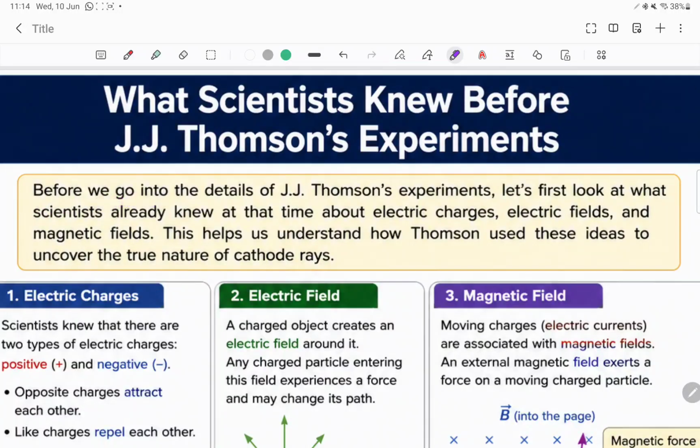So before we go into the details of the J.J. Thomson experiment, let's first look at what scientists already knew at that time about electric charges, electric field and magnetic field. This helps us understand how J.J. Thomson used these ideas to uncover the true nature of cathode rays.